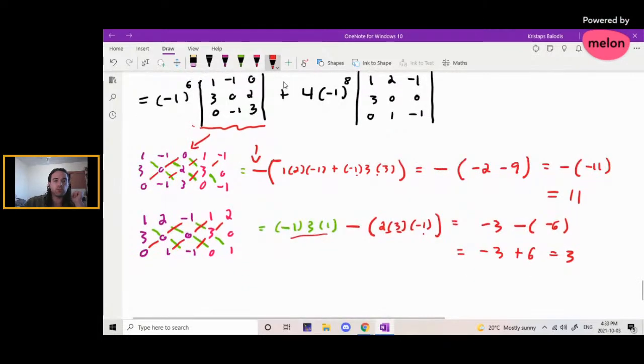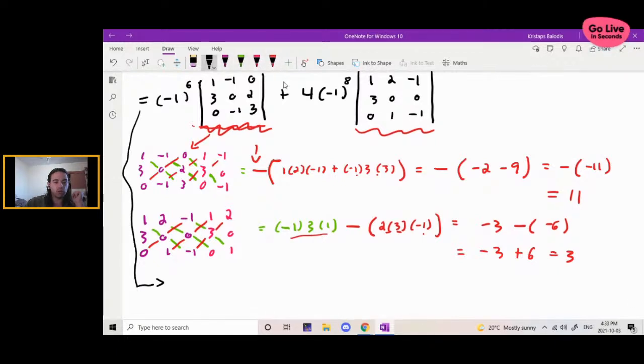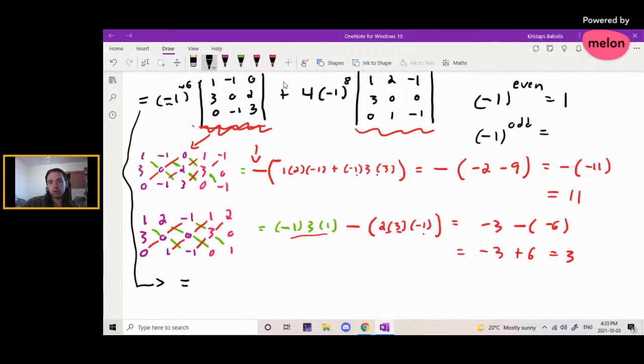Okay, so now we can substitute these values in this equation above for this determinant and this determinant. So writing an arrow to bring down my calculation here. Remember, a negative number to an even exponent is always positive, and to an odd exponent is negative. Minus 1 to the power of some even number is always going to be positive 1, and minus 1 to the power of some odd number is always going to be minus 1.